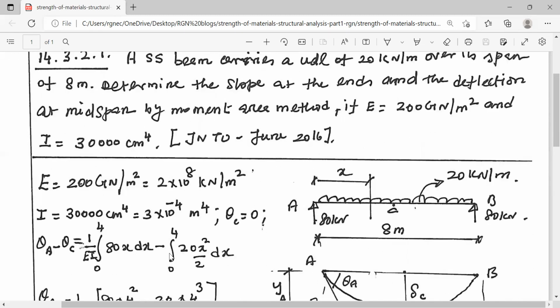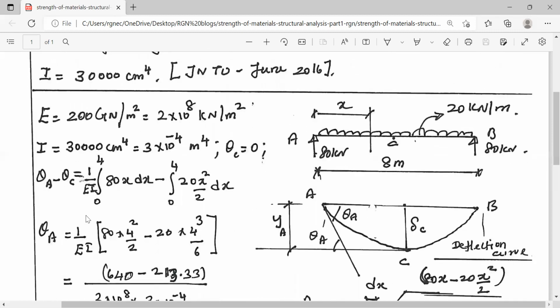So 80x into dx is one part of the elemental area, and this is another part of the elemental area. This needs to be integrated between 0 and 4 because we are talking about the slope difference between the 2 points A and C. A is the reference point from which the section x is measured. Therefore, the limits range from 0 to 4, A to C. This is the integration.